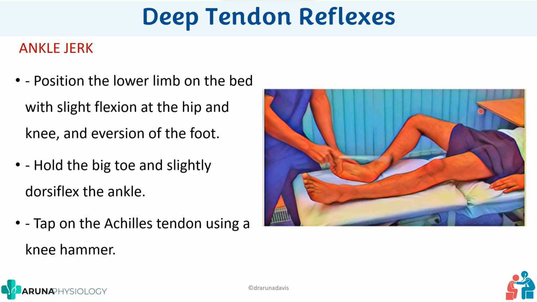So remember, it should be flexed at the hip, flexed at the knee, and then you have to dorsiflex the ankle and then strike over the Achilles tendon. Okay, so this is how we have to do an ankle jerk.